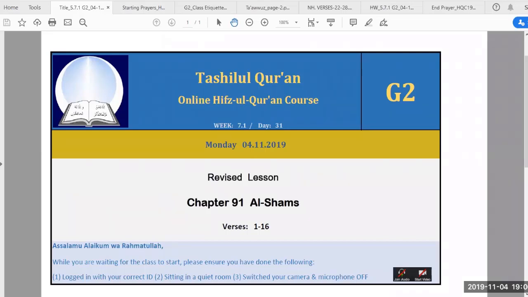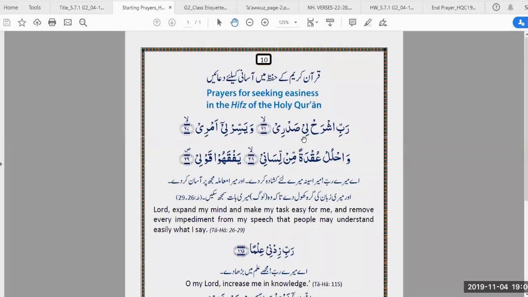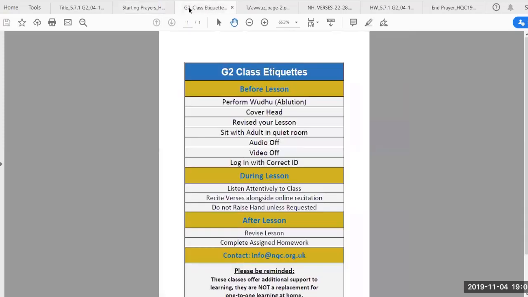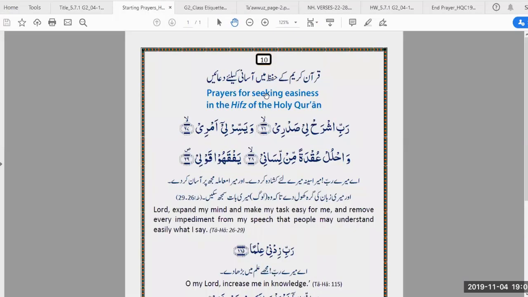I have thought about how we should go ahead with the recitation because what we're trying to do is, when we choose a student for the starting prayers, we're trying to give them the opportunity to read something on the mic as well. But I also want the class etiquettes to be done before we properly start listening to everything. So what I've decided to do is I'll be doing the starting prayers myself, at least for today, and we'll see how it goes in the future, inshallah.